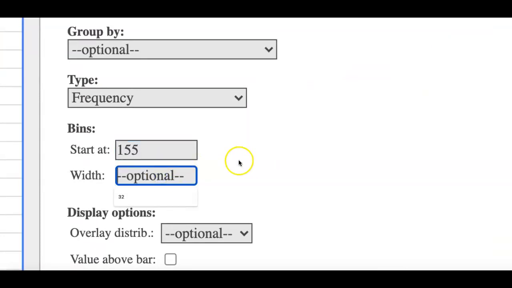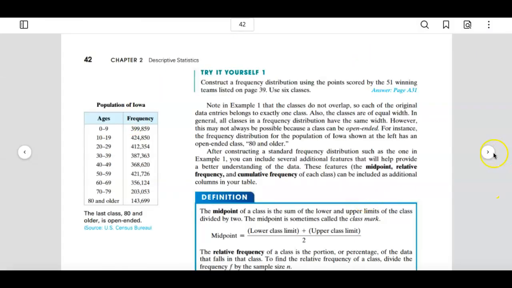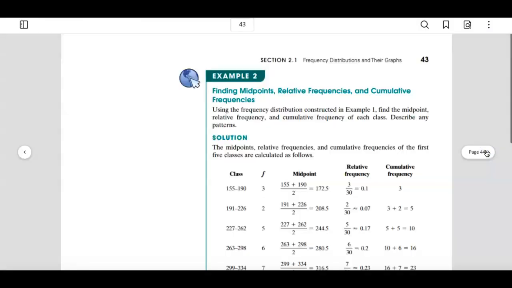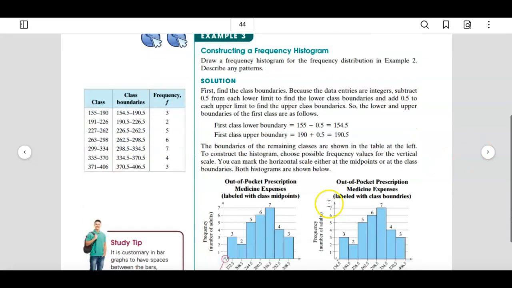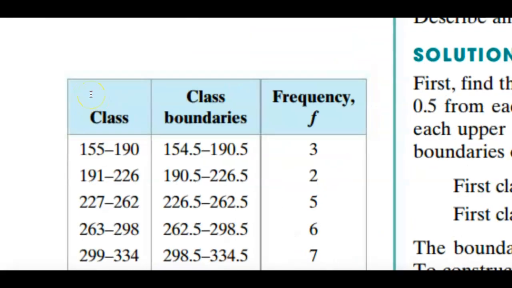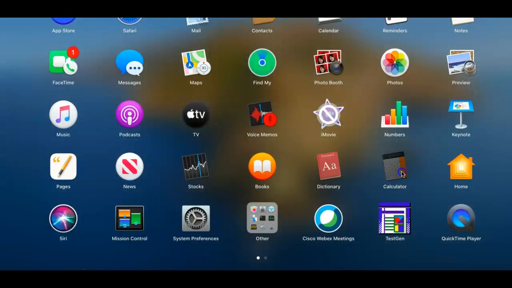Now this is a good point. What is that, 32? That's probably from an old one. What do I want for the class width or bin width? That's the question. I come back to the textbook and I will look at the frequency table to find the class width. All right, I'm zooming in. You see, yeah, a calculator.